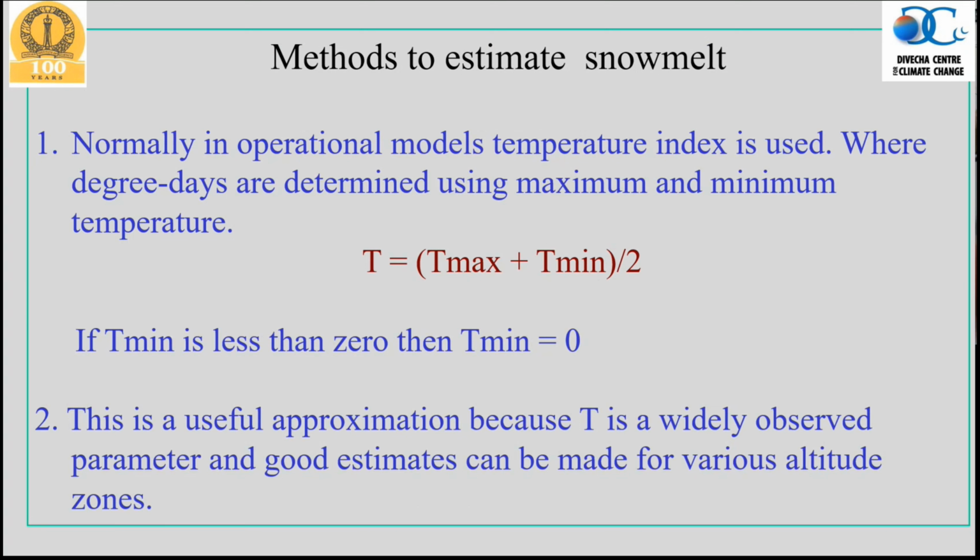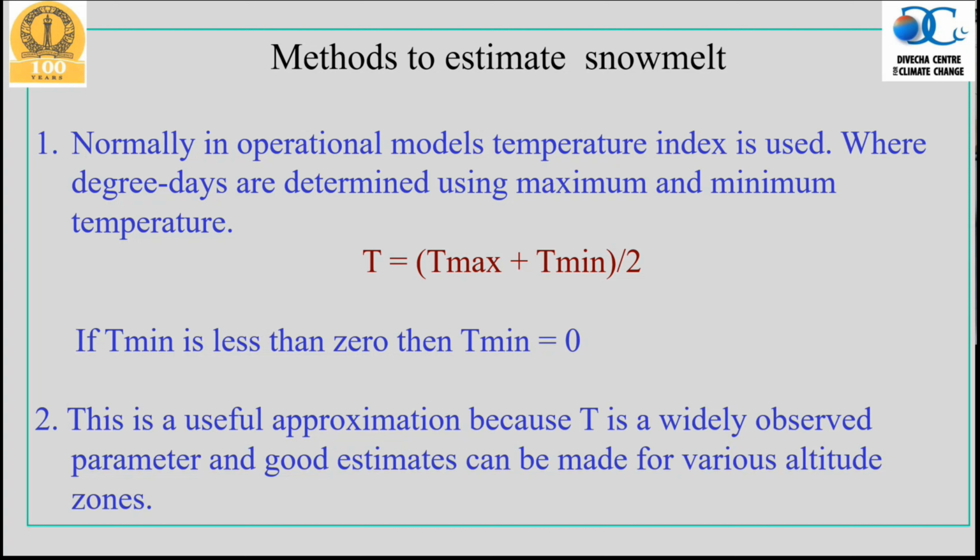That means temperature is considered a proxy for all energy exchanges, and most of the operational models, if you use any hydrological model, use the temperature index, where the degree days are determined using maximum and minimum temperature. I think today you will do that exercise, so you will understand how degree days are calculated. So you calculate the degree day, where T maximum plus T minimum divided by 2 is taken, and if T minimum is less than 0, then it is taken as equivalent to 0.